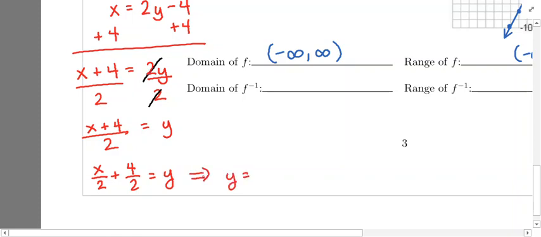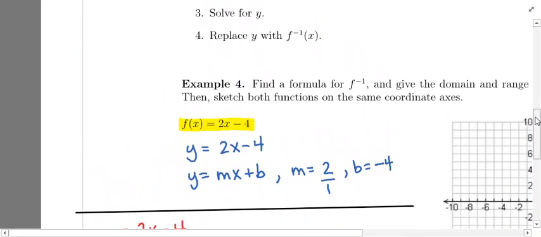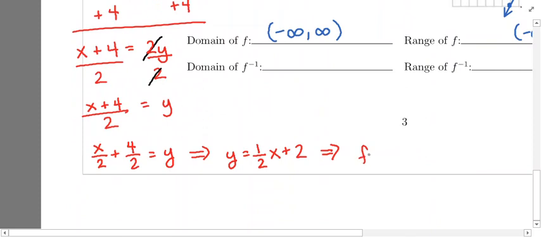So a little bit more here. I get y equals, if you're dividing x by 2, that's the same thing as multiplying it by 1/2. So x divided by 2 is the same as 1/2 times x. And then plus 4 divided by 2 is 2. We're almost there. We've solved this for y because we have y equals and no y's on the right side. The last step said to replace y with f inverse of x. So the inverse function is f inverse of x equals 1/2 times x plus 2. This is the inverse function right here. I'm going to box it.